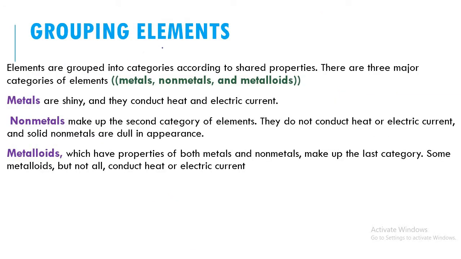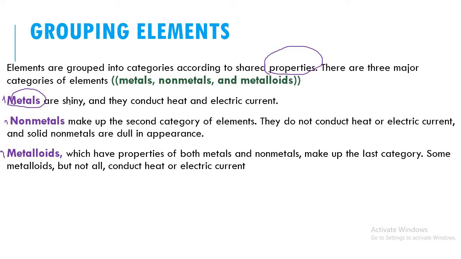Grouping elements. Elements are grouped into metals, non-metals and metalloids. Elements are grouped in categories according to shared properties. According to what? According to properties. There are 3 major categories of elements. First category is called metals, which is a type of element.